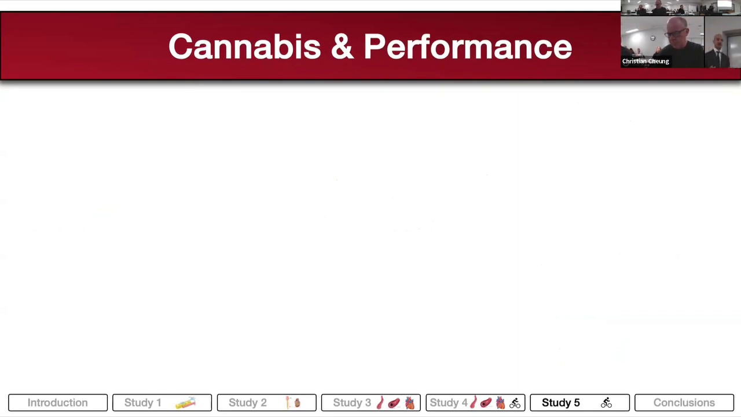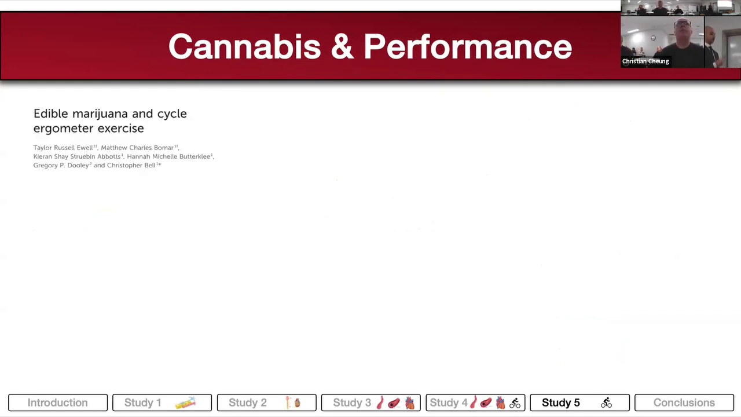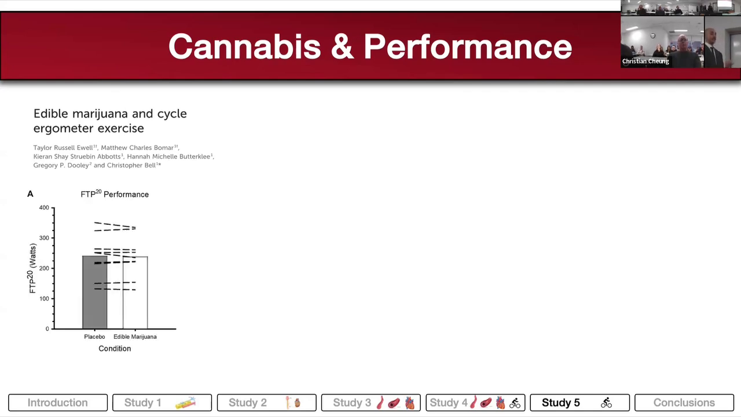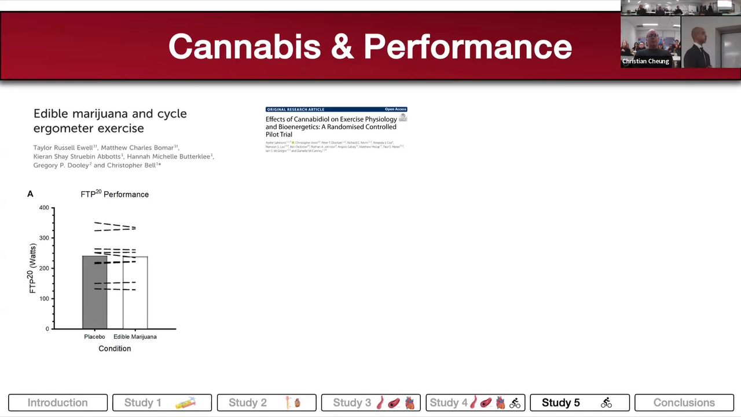Now, like any good research question, we weren't the only ones who were interested in it. And I'll share a couple studies from other groups who were. The first here was a group that administered an oral THC product, so an edible product, prior to doing the same 20-minute cycling exercise test that we did. And what they demonstrated was that 20-minute cycling performance was not impacted by this edible THC product.